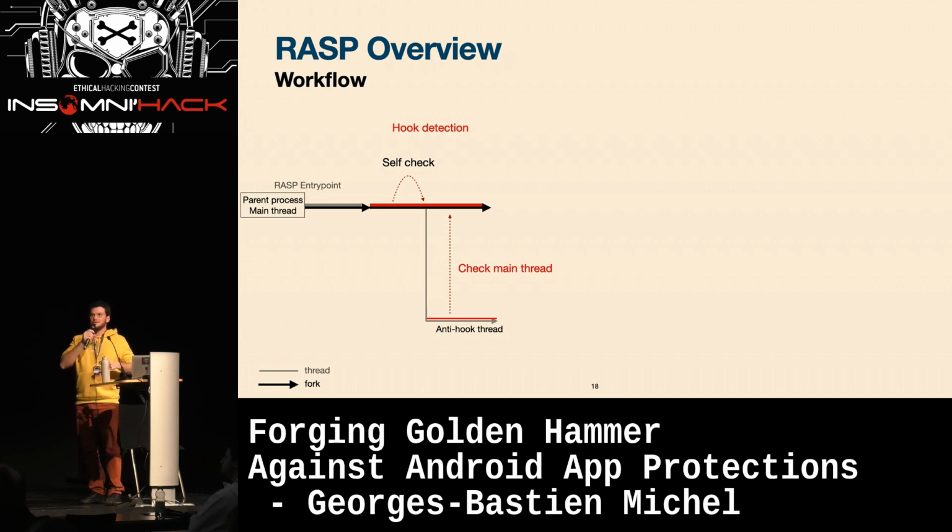This hook detection starts, for example, by checking /proc/self/maps in order to detect the Frida agent or other libraries, and it creates a new thread, and this thread will check if the main thread is also hooked. And it is interesting because it is harder to hook a child thread than the main thread by default.